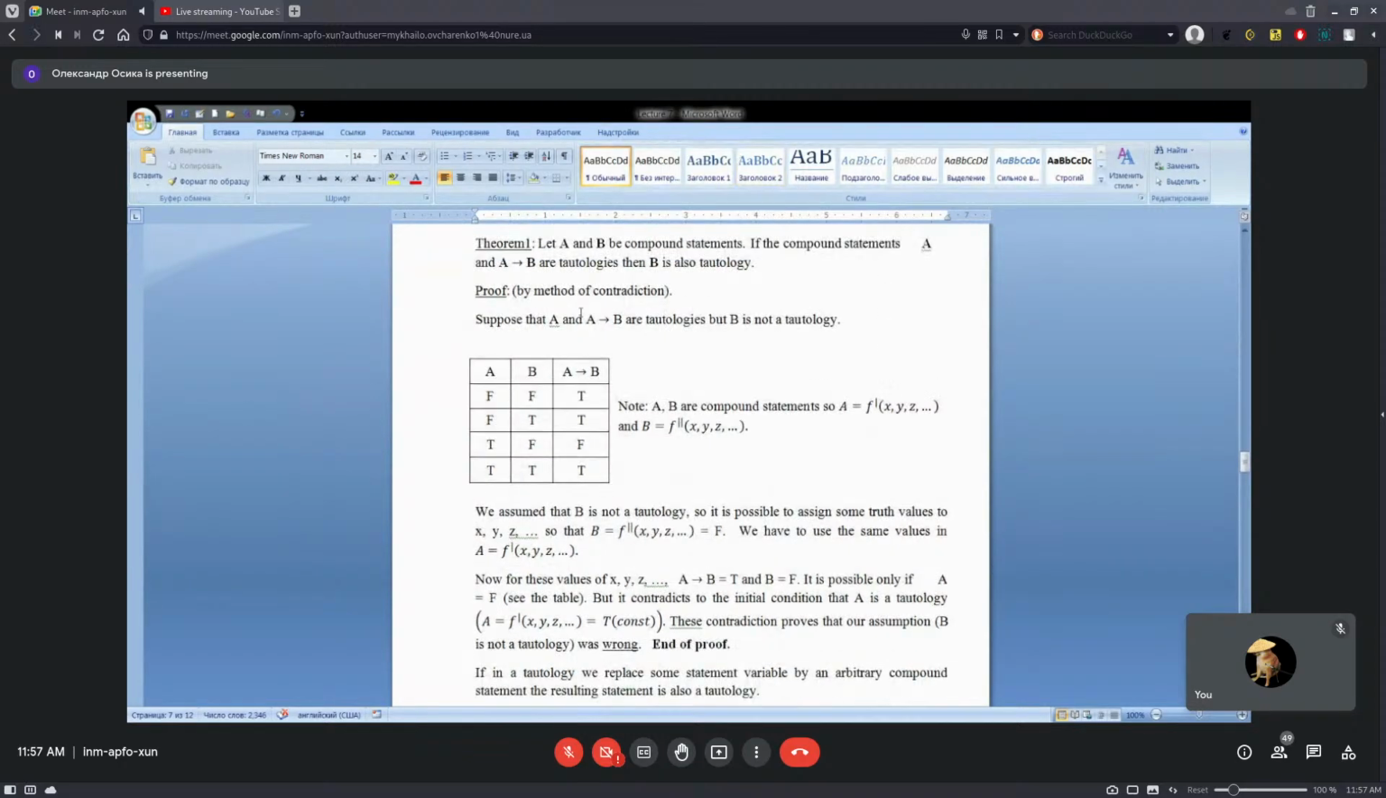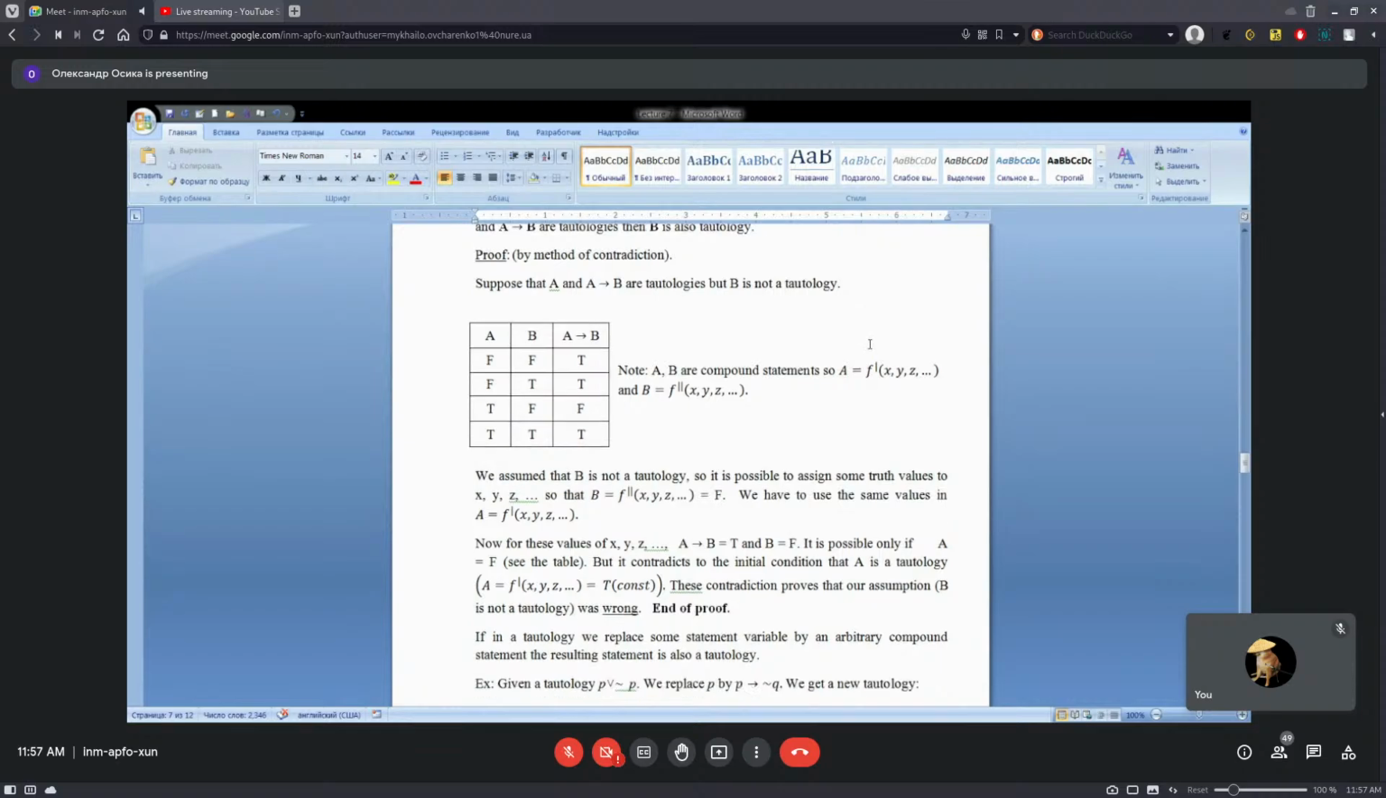Okay, we will prove it by the method of contradiction. Suppose both statements, A and A implies B, are tautologies, but B is not a tautology. Here I remind you the meaning of the implication: it is false only if A is true and B is false. In all other cases, it is true.